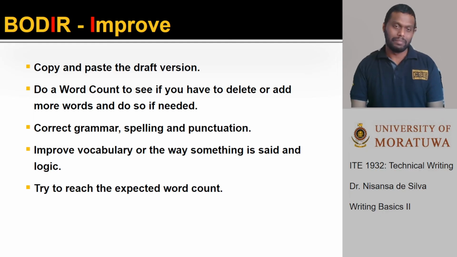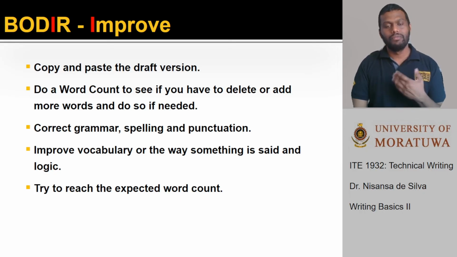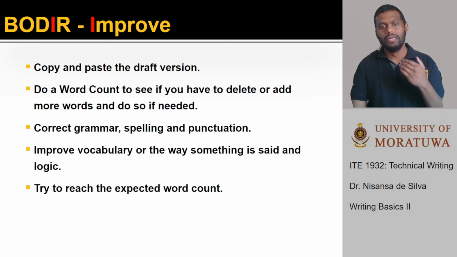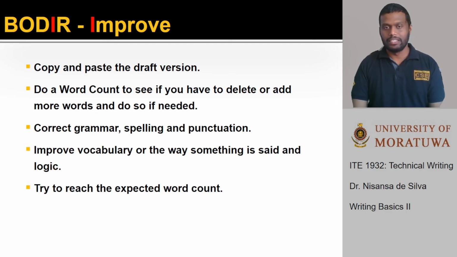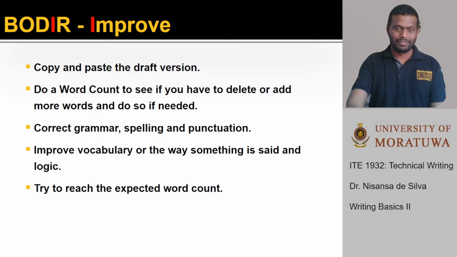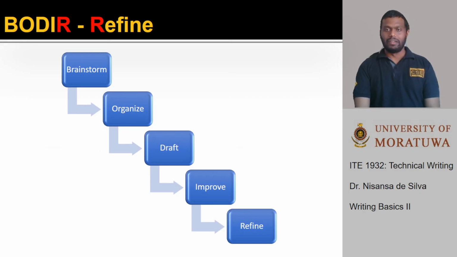Try to reach the expected word count. It is better at this point by the means of increasing or deleting words to reach the expected word count. So this can come from either way. You might be coming from below, trying to add more words, or coming from above, trying to summarize and remove words. All that matters is that you arrive at the expected word count. Fine.